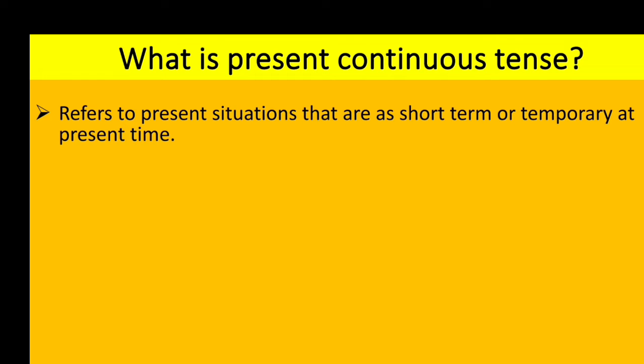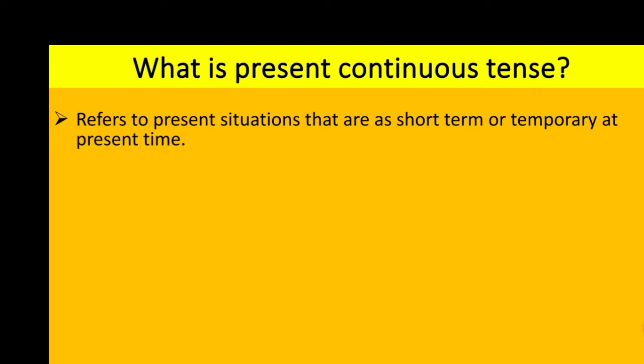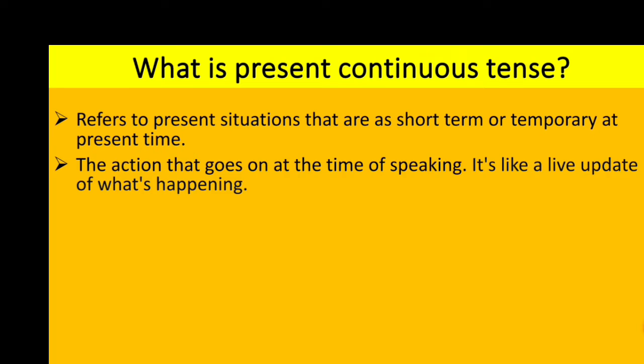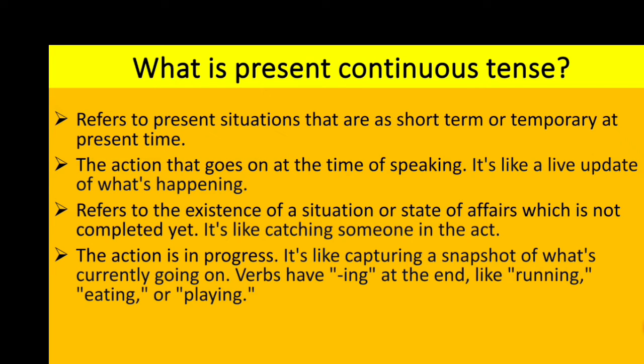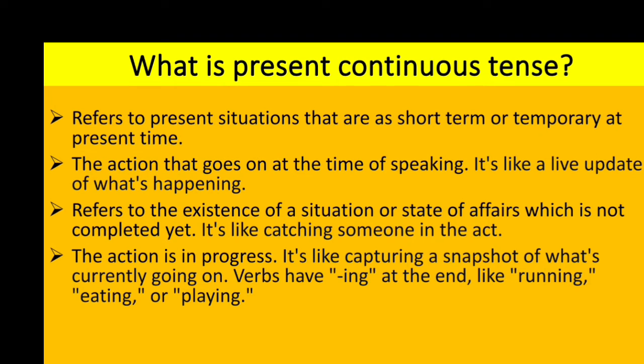Present continuous refers to present situations that are short-term or temporary at present time. The action that goes on at the time of speaking. It's like a live update of what's happening. It refers to the existence of a situation or state of affairs which is not completed yet. It's like catching someone in the act. The action is in progress. It's like capturing a snapshot of what's currently going on.